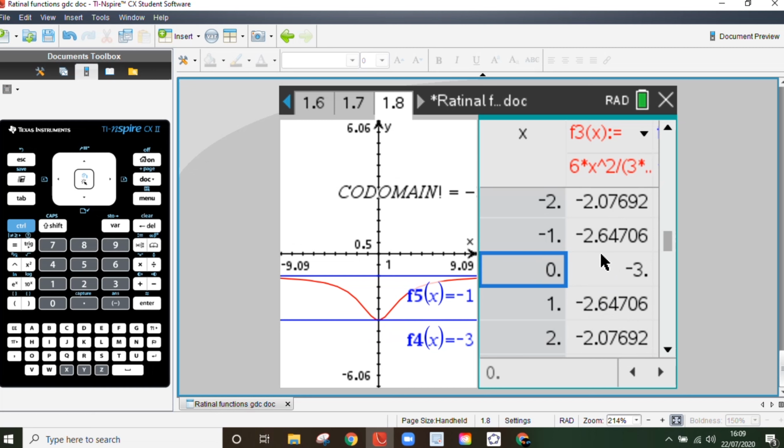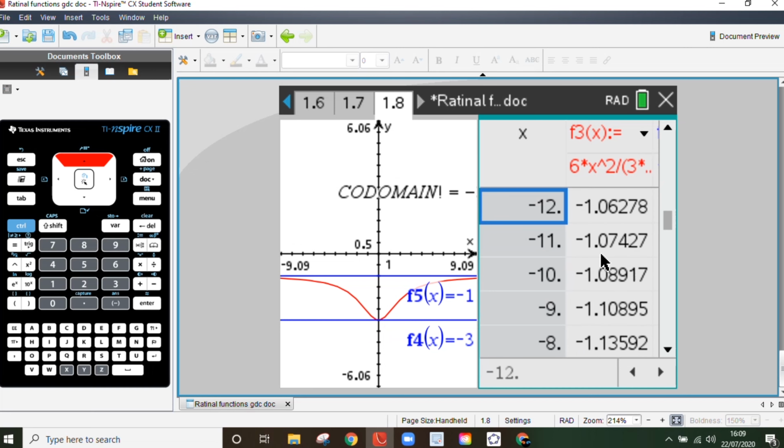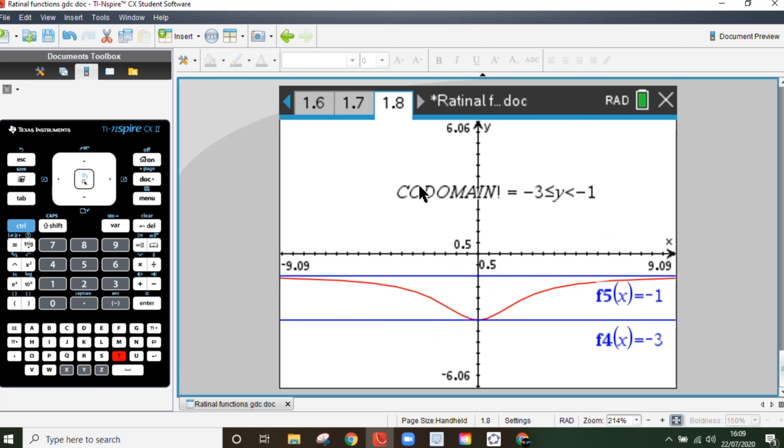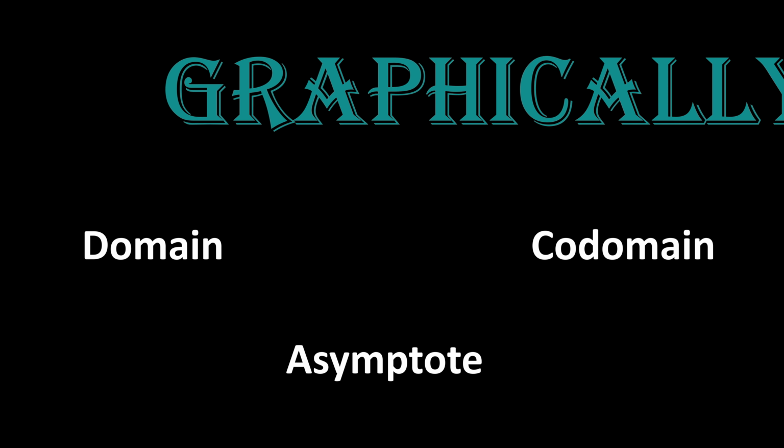And as the value of y increases, it approaches y equals minus 1, but it will never exactly reach y equals minus 1, and hence it's an asymptote. So again, the codomain found for this function is y greater than or equal to minus 3 and less than minus 1. So now we know what domain, range and asymptote are and how to apply them graphically.